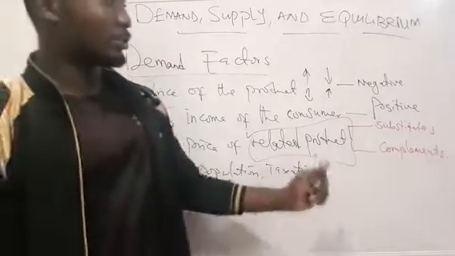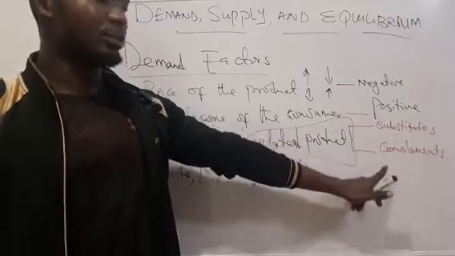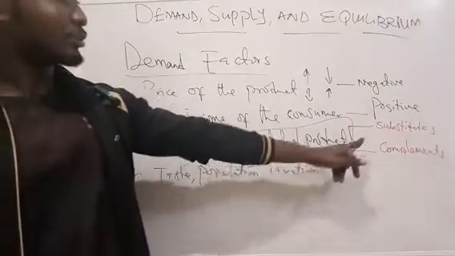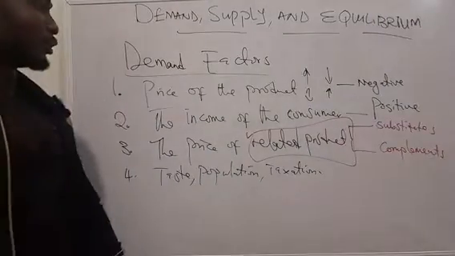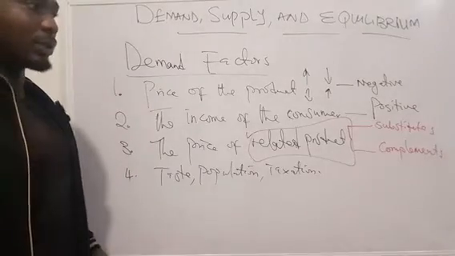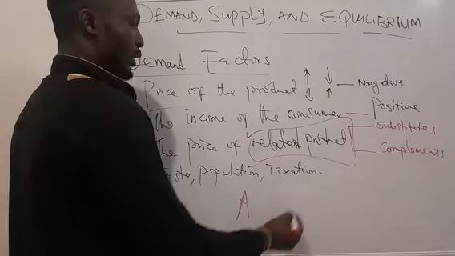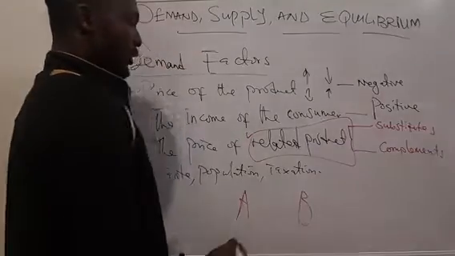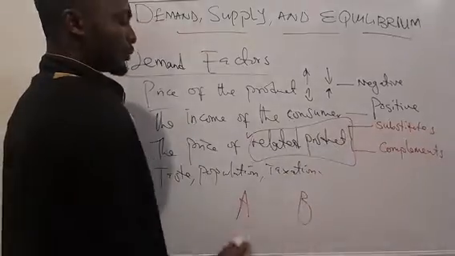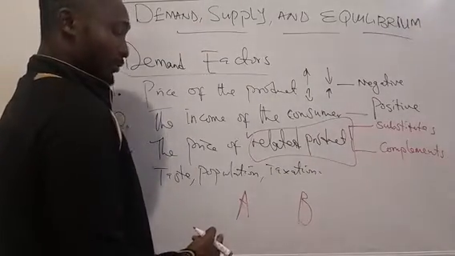Two goods can be related either as substitutes or as complements. Now that said, how do the prices of related products affect the demand for a particular product? Let's pick two products here, product A and product B, and talk about substitutes first. Product A and product B are substitute products.